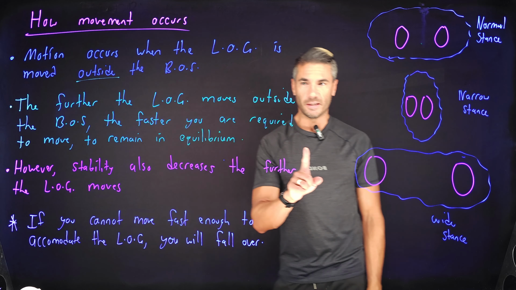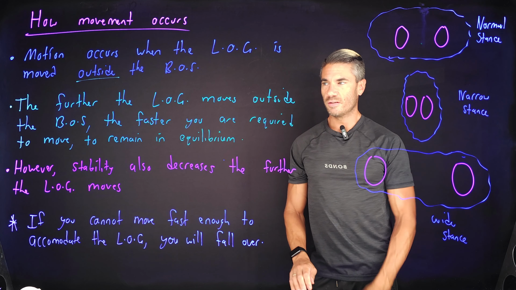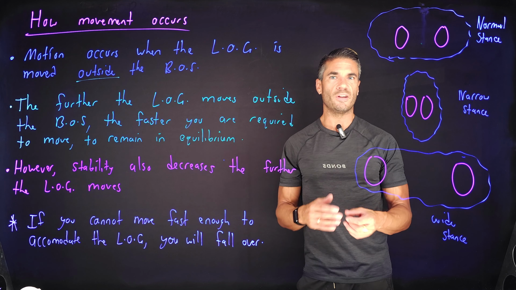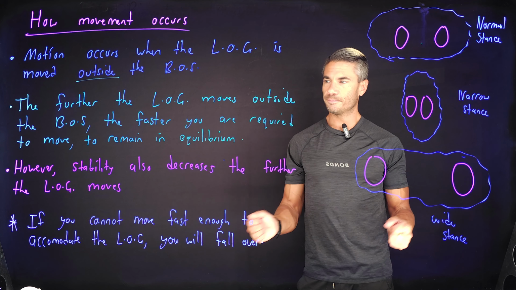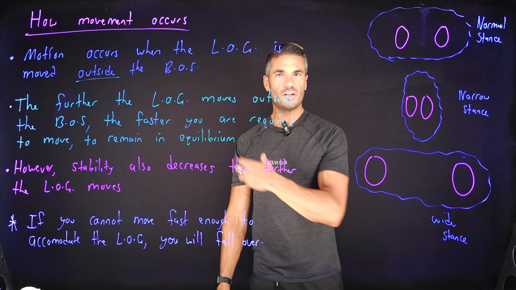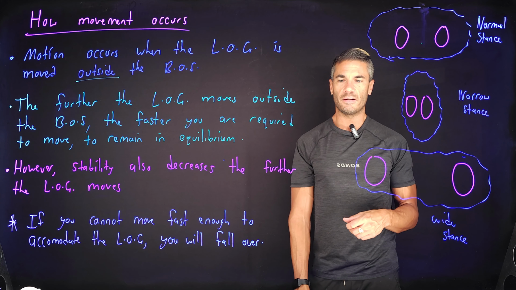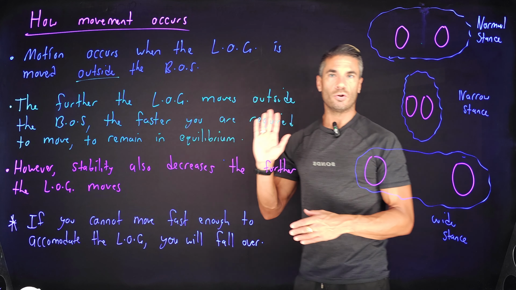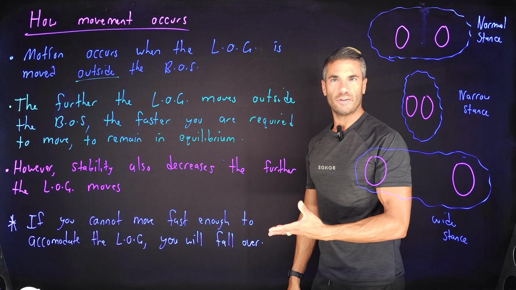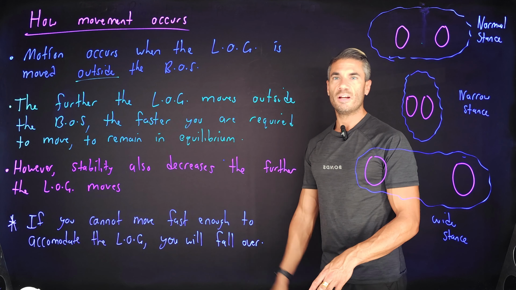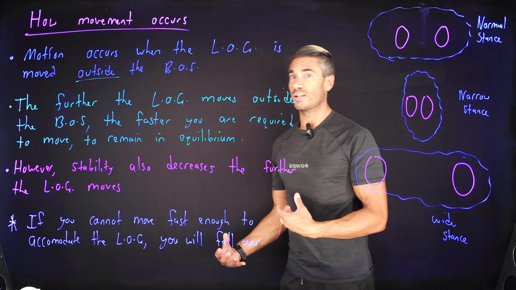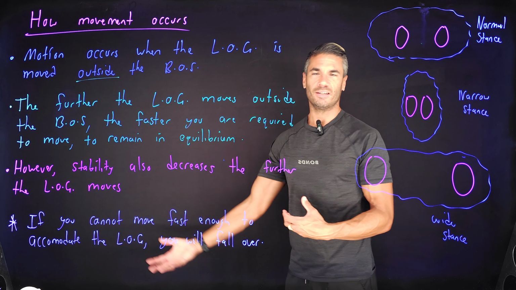However, stability also decreases the further the line of gravity moves outside of the base of support. So there's a trade-off here. You can go faster for less stability. If you cannot move fast enough to accommodate the line of gravity, you do fall over, all right? So if I told you guys to all run as fast as you could, probably no one's going to actually fall over in a straight line, right? Why? Because your nervous system has developed these safeguards that tell your body that this is as fast as I can go without falling over. So it doesn't actually let you fall over.